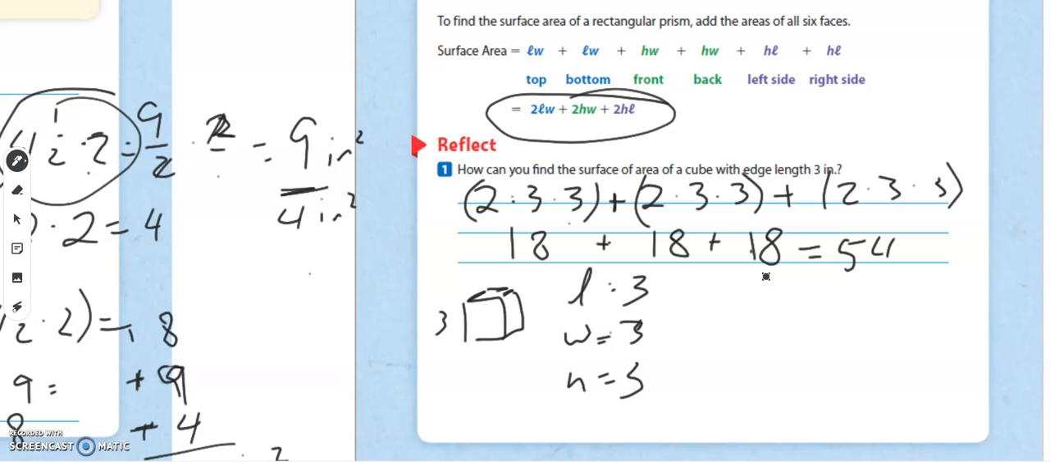So because every side is 3, each face is 9. 3 times 3 is 9. And we know that there's 6 faces. Front, back, top, bottom, left, right. So 9 times 6 is 54. Pretty simple, right? Hope you think so.